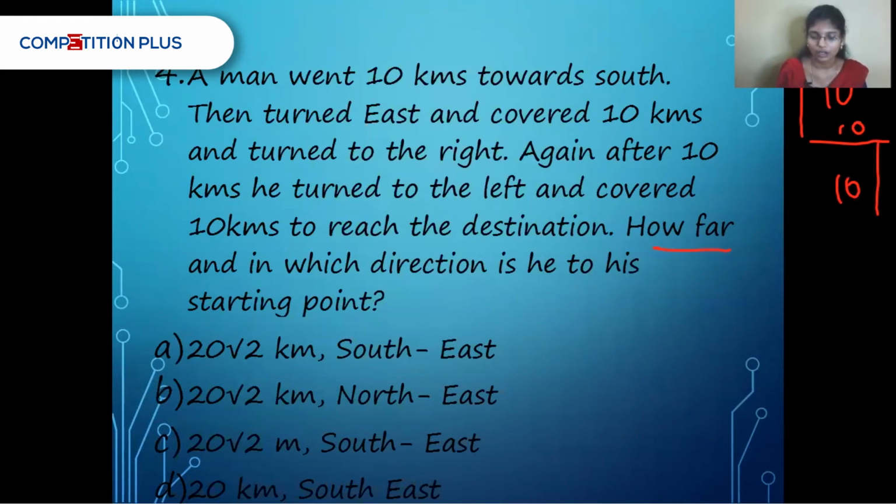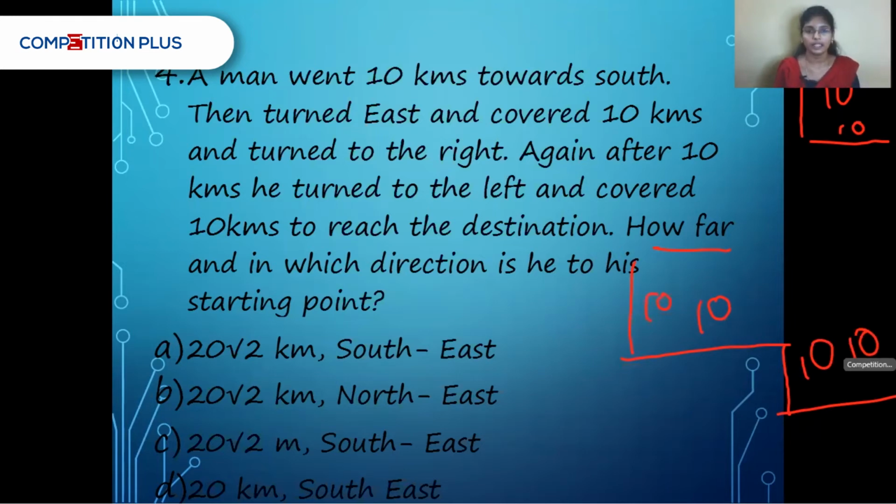I shall draw it here again because there is not enough space. So first he is moving south, then east, then right, and then left, another 10 kilometers. So this is his starting point. Let us mark it as A and the ending point as B. Okay, so let us first find out in which direction he is moving. This is the starting point and this is his ending point. So which direction is he now?